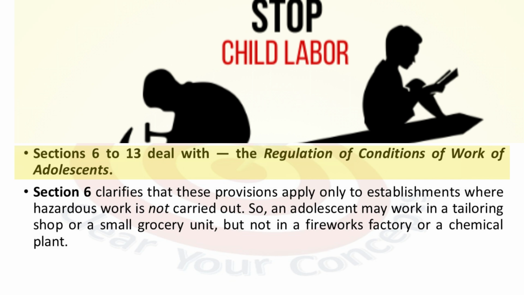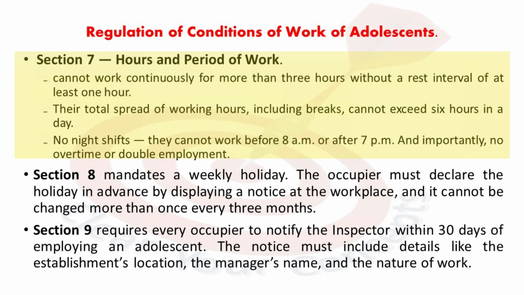Let's begin with Section 6. It clarifies that these provisions apply only to establishments where hazardous work is not carried out. So, an adolescent may work in a tailoring shop or a small grocery unit, but not in a fireworks factory or a chemical plant. Now, moving to Section 7, hours and period of work.